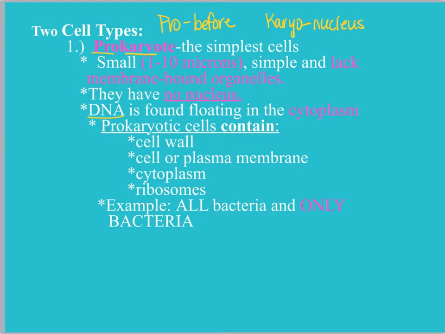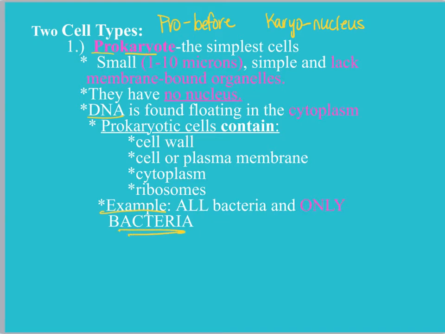Prokaryotic cells usually contain a cell wall, a cell membrane, cytoplasm, and ribosomes. And of course, like I said, the DNA will be found floating in the cytoplasm. So there's not a lot to them. Basically, on the inside of a prokaryotic cell, you have your cytoplasm, some ribosomes, and some DNA. Every cell has a cell membrane, and usually they have a cell wall on the outside of that cell membrane, and some might even have what's called a capsule.